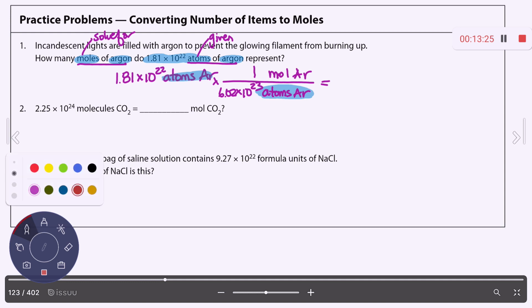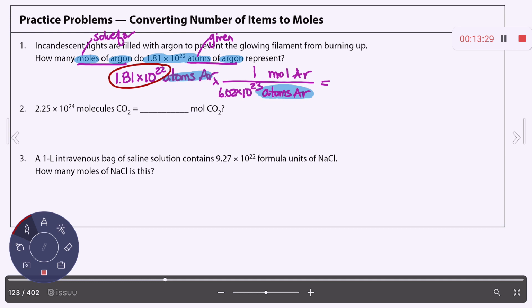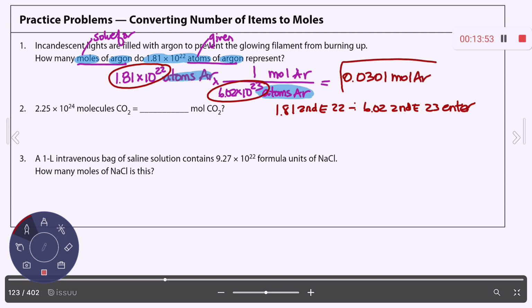Be super careful when you put this in your calculator. This is a number in scientific notation, and so is this. So don't put that multiplication key in when you're entering those. This is going to be 1.81 second E22 divided by 6.02 second E23, and then enter. 3 sig figs is what you would want. You should get 0.0301 moles of argon.